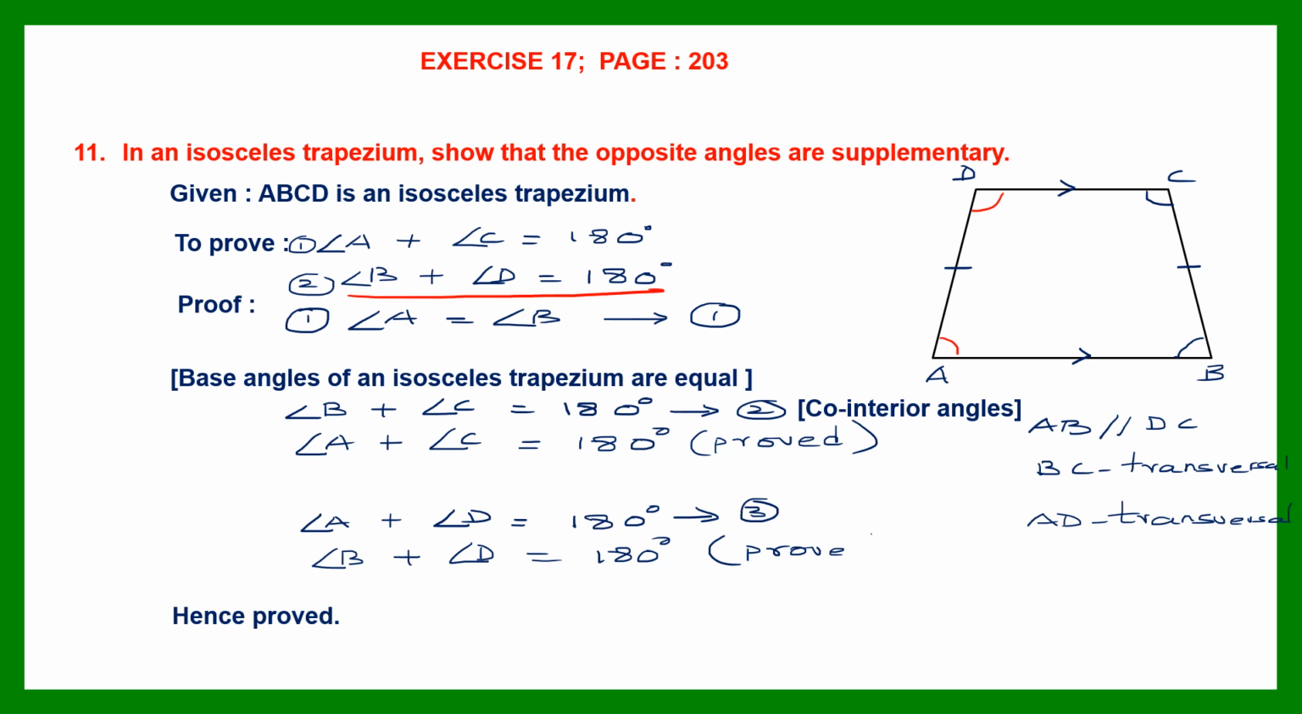So what have we proved here? We have proved that in an isosceles trapezium, the opposite angles are supplementary. So we can write that. We have proved that they are supplementary.